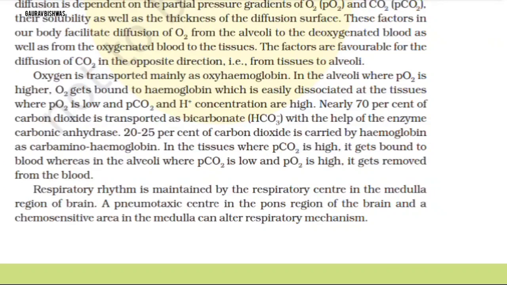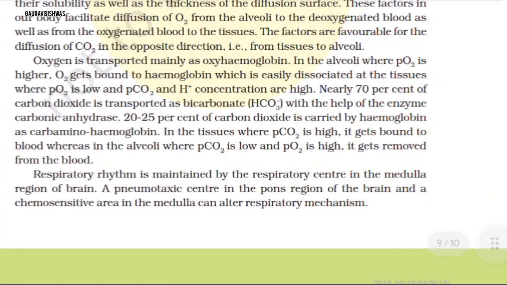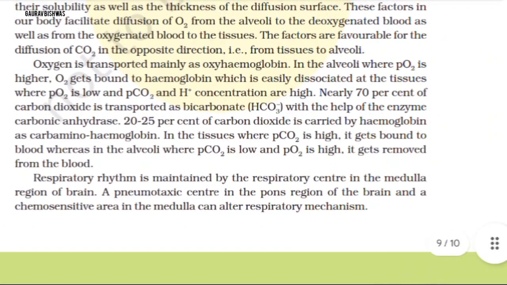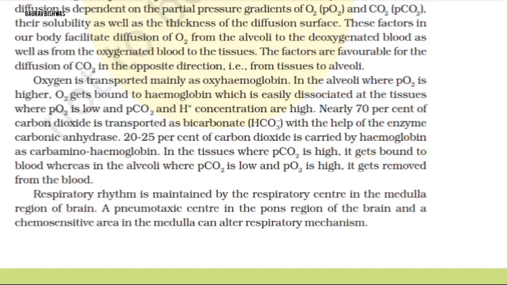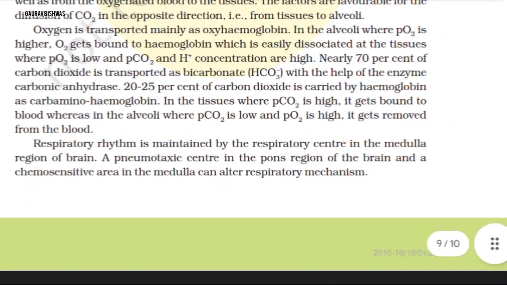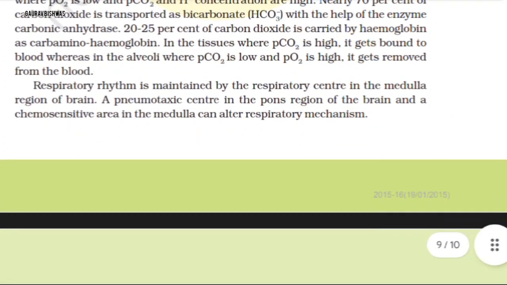Oxygen is transported mainly as oxyhemoglobin. In the alveoli, where PO2 is higher, O2 gets bound to hemoglobin, which is easily dissociated in the tissue, where partial pressure of oxygen is low and partial pressure of carbon dioxide and H plus concentration are high. Nearly 70% of the carbon dioxide is transported as bicarbonate, HCO3, with the help of the enzyme carbonic anhydrase. 20 to 25% of the carbon dioxide is carried by hemoglobin as carbaminohemoglobin. It binds to the blood in the tissue, where partial pressure of carbon dioxide is higher, whereas in the alveoli, where partial pressure of carbon dioxide is low and partial pressure of oxygen is high, it gets removed from the blood.